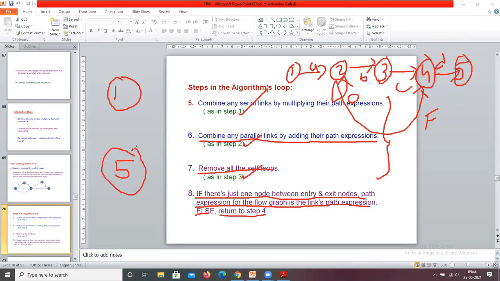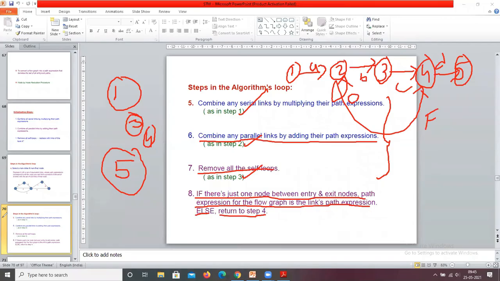We reduce the nodes. We are going to remove the nodes until there is just one node between them, for example 1, 3, 5, then we stop this procedure. If there are 1, 3, 4, 5, then again you are going to move to step 4. Again, the loop will start from step 4. Okay, the procedure for reduction is an algorithm.